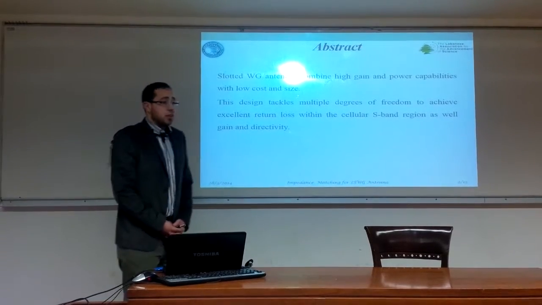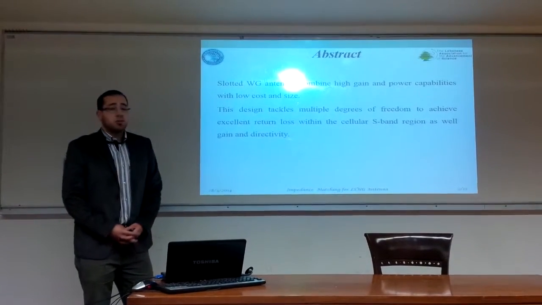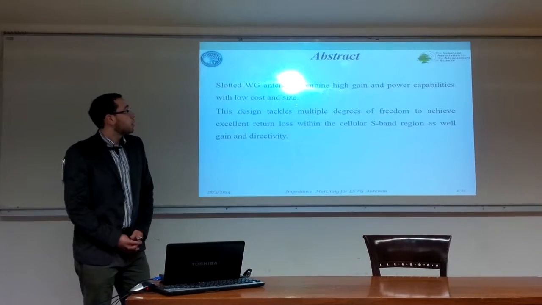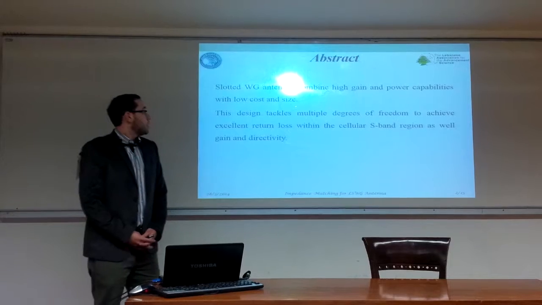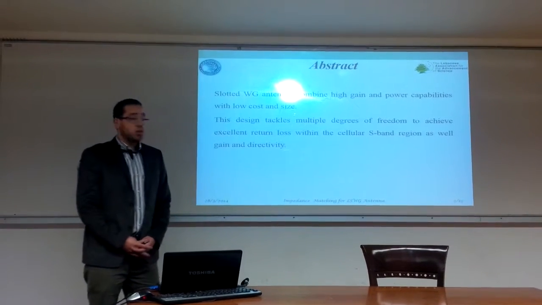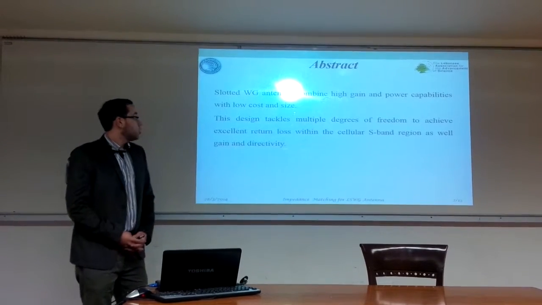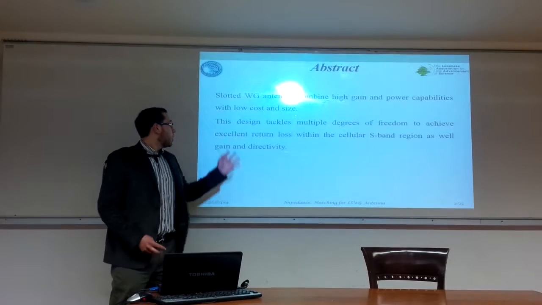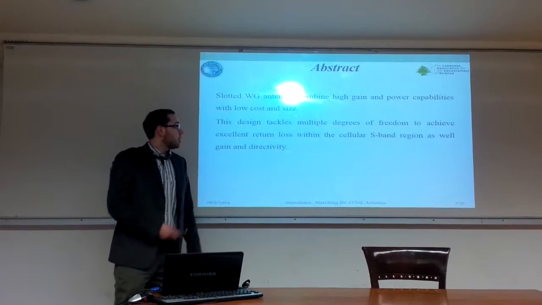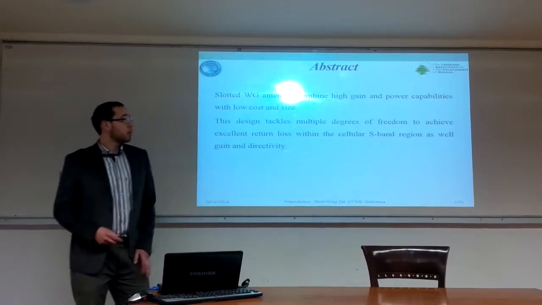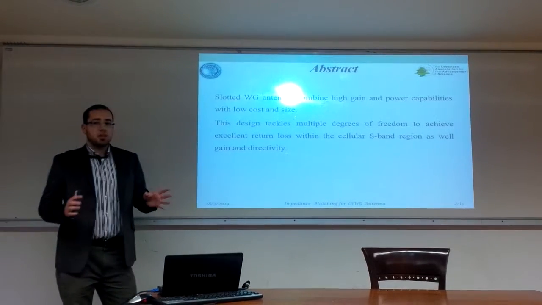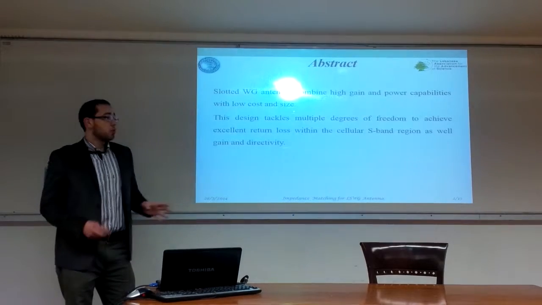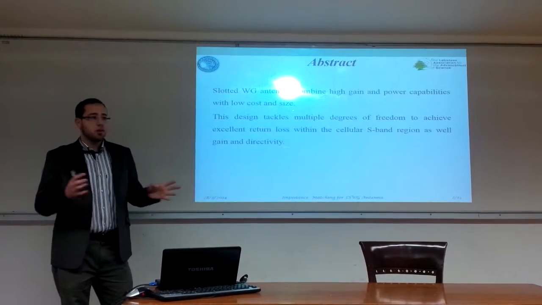Abstract. Slotted waveguide antennas are known to combine high power and high gain capabilities with low cost and size. This design tackles many degrees of freedom that we're going to use to achieve excellent return loss in the CRS band, 2 to 4 GHz, as well as gain and directivity. Basically, it was a circular waveguide with slots. I'm going to use different techniques to match our antenna.